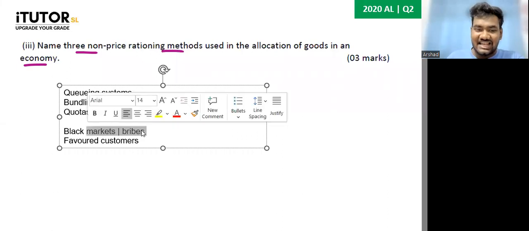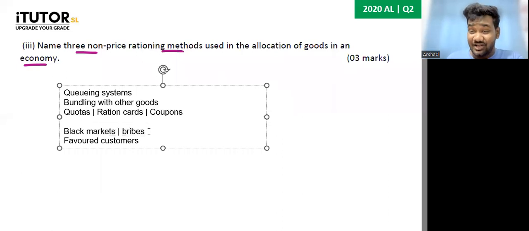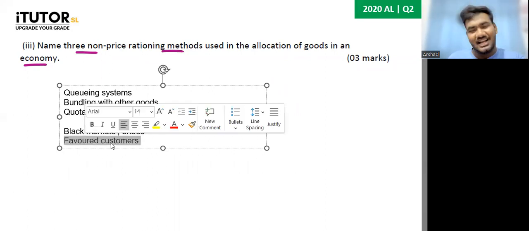Black markets: I say, okay, if you want to come to the class the fee is 4,000, but if you can give me an additional 2,000, I will let you in. Black markets, so bribes. Favored customers: let's say I like you, you look cute. I say, all right, okay, you can come to my class. Others, something like that.